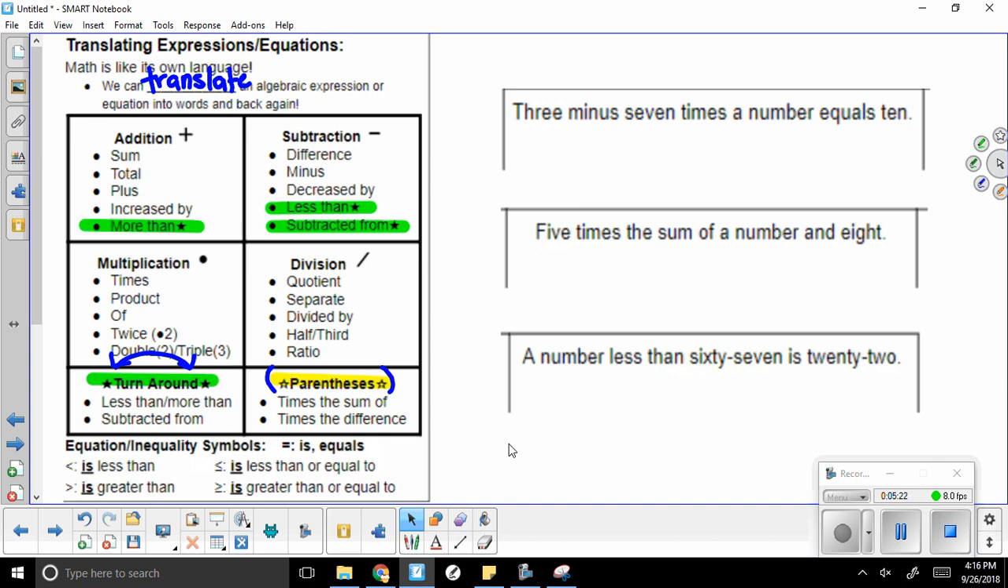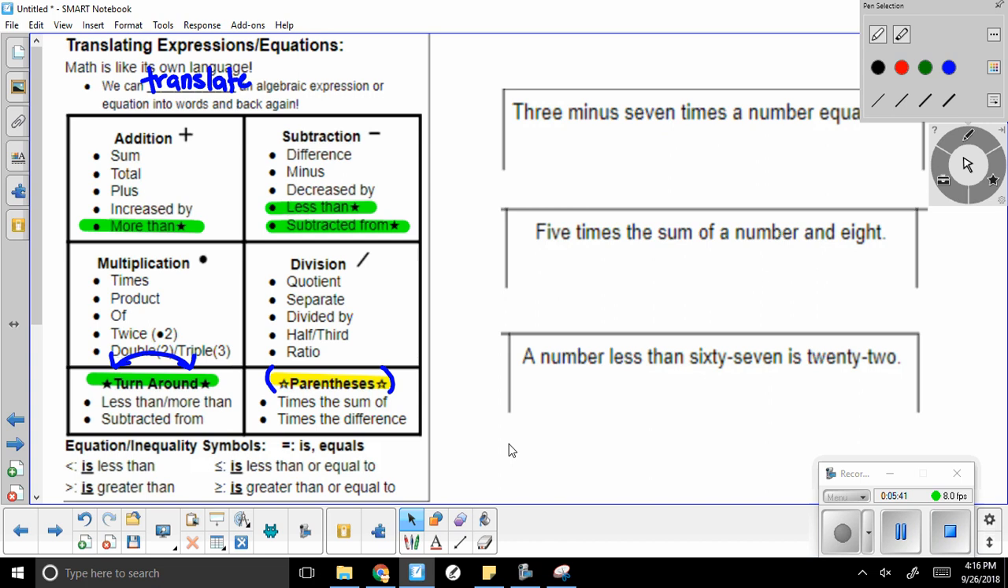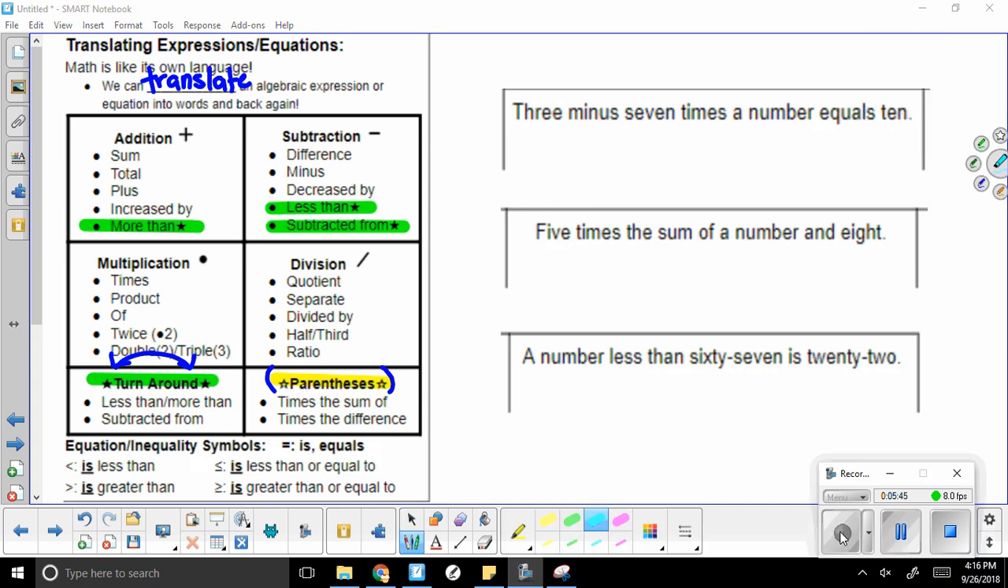So if you see the words "is" or "equals" or even "is the same as," that means you're going to use an equal sign. And then the other thing that I want to point out is that your less than and your greater than symbol, you'll notice that less than is also in the subtraction box. But if you see the words "is less than," or "is greater than," or "is less than or greater than to," whatever, all of those that have "is" with it, that means that you're actually going to use one of those symbols, not a plus or a minus sign.